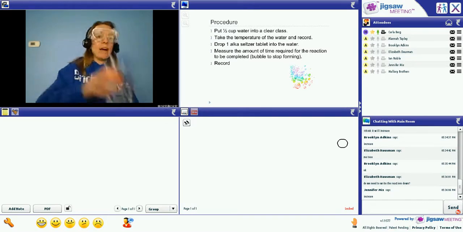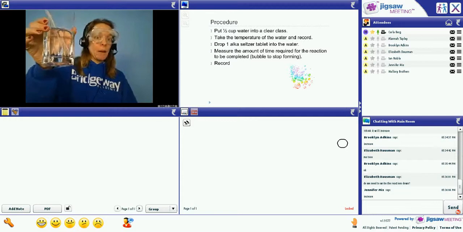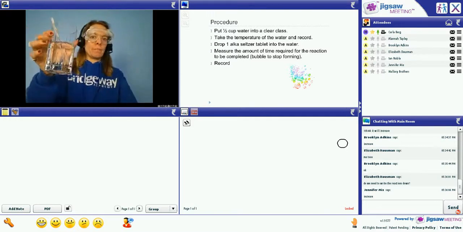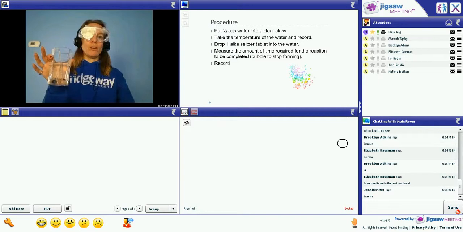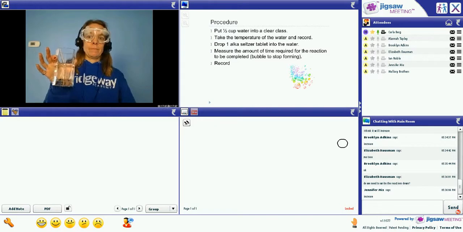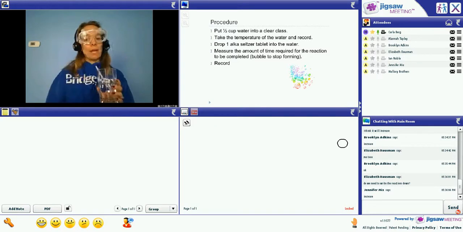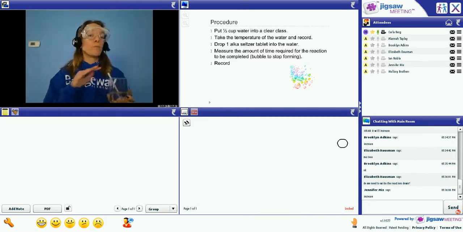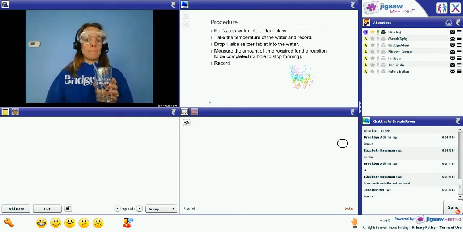Right now, all you've done is you have half a cup of water in a cup, and you've measured the temperature. That's the only step you've done so far. Okay, are you to that point? Room temperature, hot water, ice water. I'm confused. Right now, we're just doing room temperature water. So are you ready with your room temperature water?